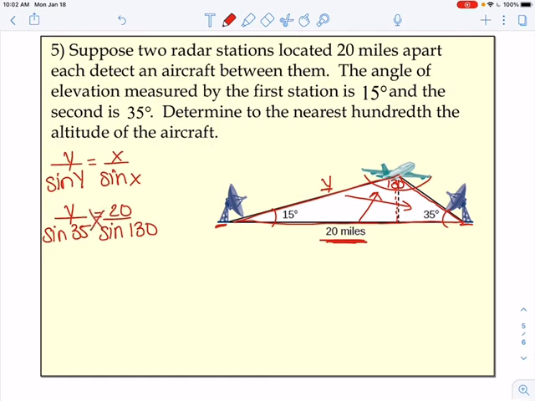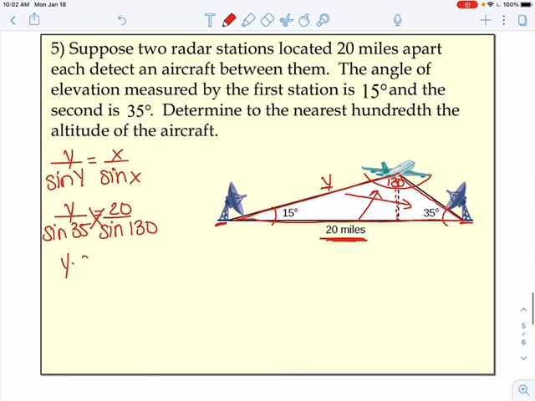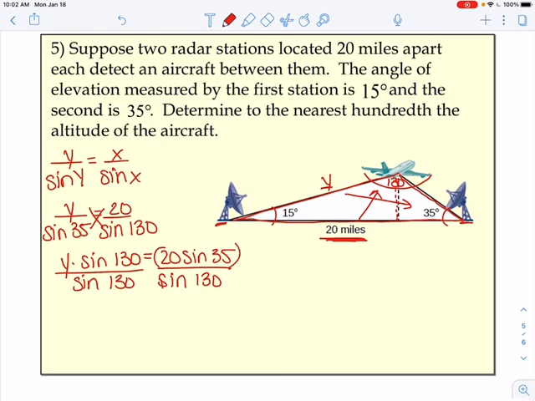Cross multiply and solve. So I'll have y times the sine of 130 equals 20 times the sine of 35. To get y by itself, we'll divide by the sine of 130. When you put that into the calculator, please make sure that you're putting the top into a set of parentheses, and eventually you should get an answer of 22.94. So this piece right here is 22.94.